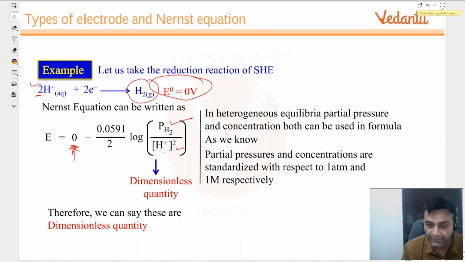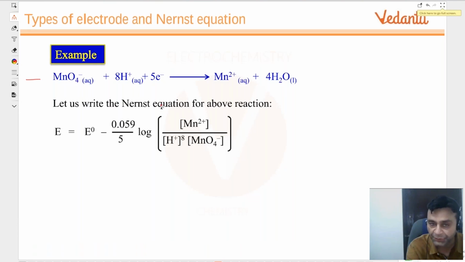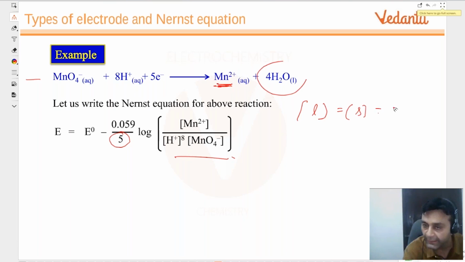You should know this thing. Previously we had discussed this. So I can write the Nernst equation for this: product upon reactant. So E naught minus 0.0591 upon n, where n is equal to 5 here, times the product concentration upon the reactant concentration. Is this clear? First of all, I am telling you how to write the Nernst equation for a particular reaction. See, H2O is a liquid, and the concentration of a pure liquid or pure solid is taken as equal to 1. That is why it is eliminated. Are you getting me?